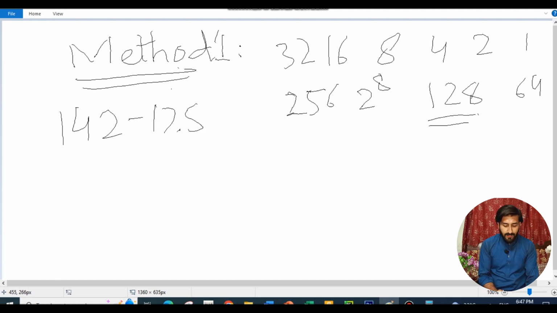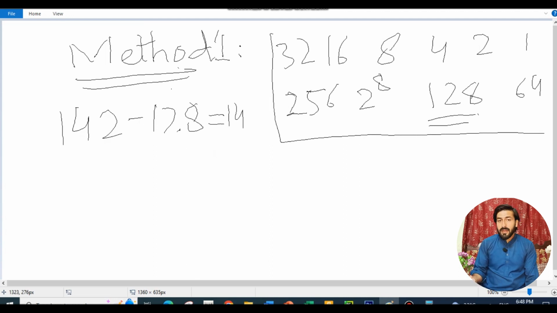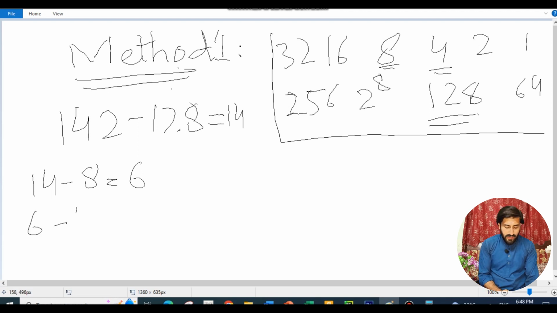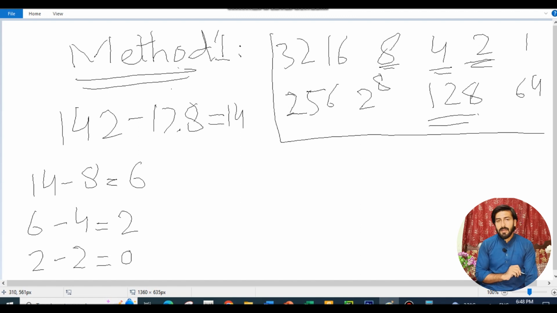So I will take my biggest possible heading, which is 128 in this case, and I will start by subtracting this heading from 142, which gives me 14. The next possible heading that can be subtracted from 14 would be 8, right? So I take 14, subtract 8 from it, which gives me 6. Now the next possible heading that can be subtracted is 4. I take 4 and subtract it from 6, which gives me 2. The next possible heading is 2. I take 2 and subtract from 2, which gives me 0.